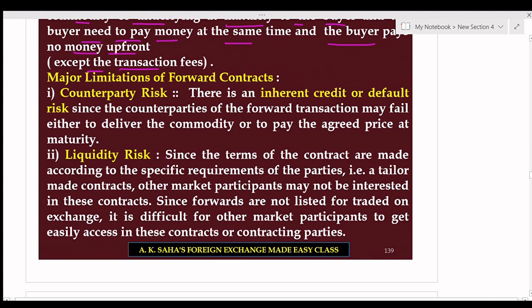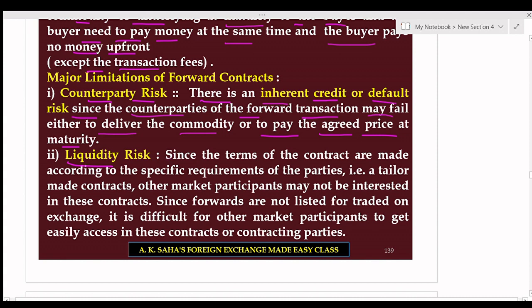Major limitation of forward contract. Counterparty risk, that is buyer or seller. There is an inherent credit or default risk since the counterparties of a forward transaction may fail either to deliver the commodity, that is the seller, or to pay the agreed price at maturity, that is the buyer.